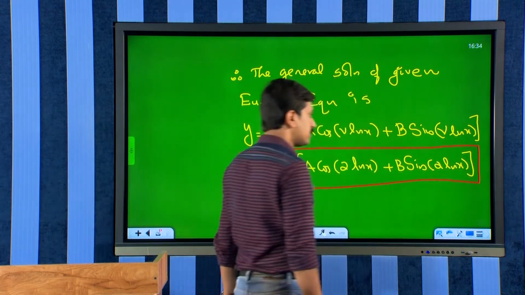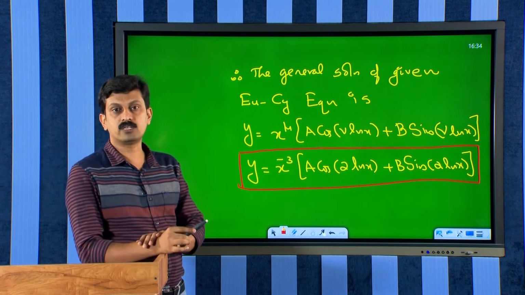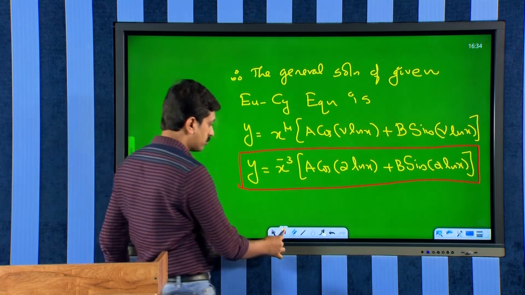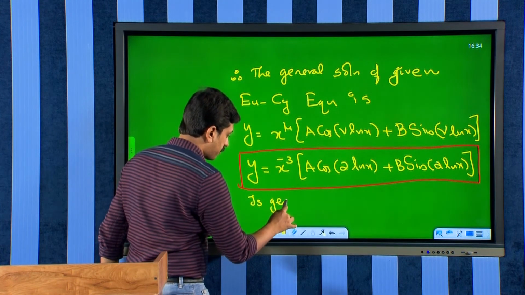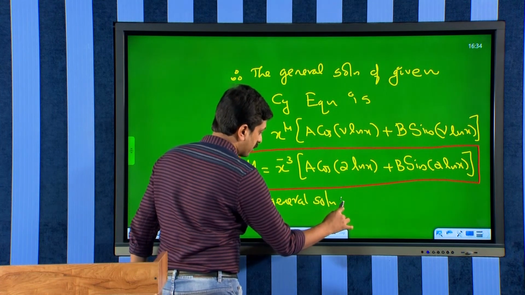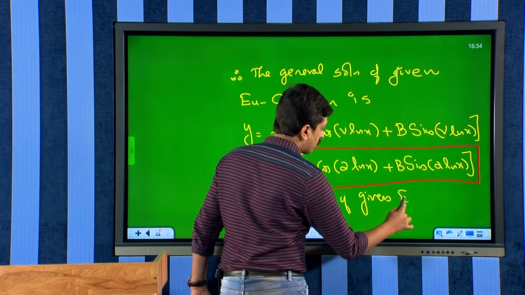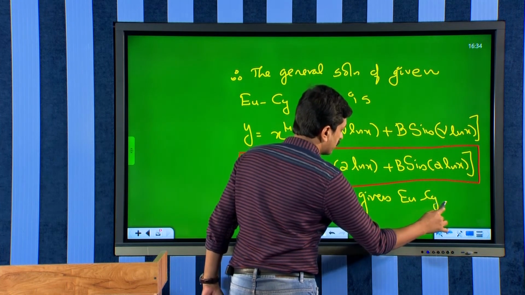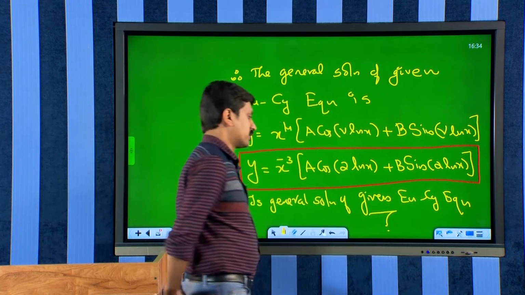This is the general solution of the given Euler-Cauchy equation.